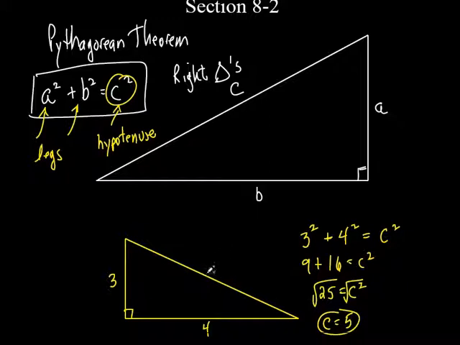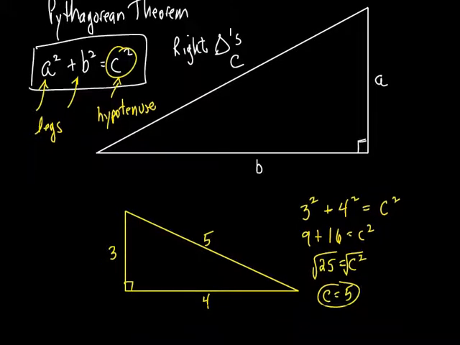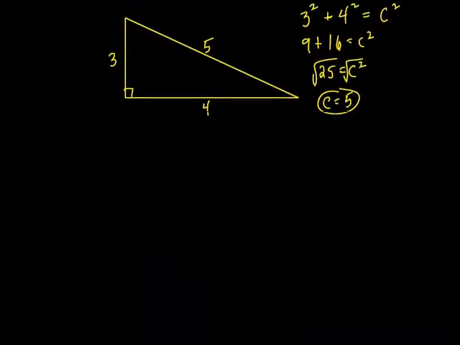It's not always going to come out to a nice even number, though. Don't get used to that. In fact, it happens so few times that they have special triangles, and they call these special triangles Pythagorean triples. And these are very, very helpful to you.